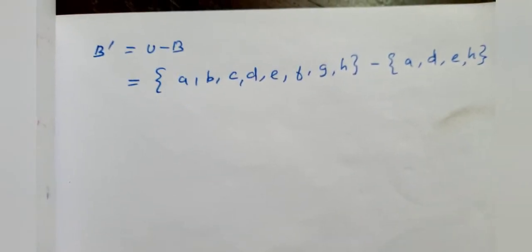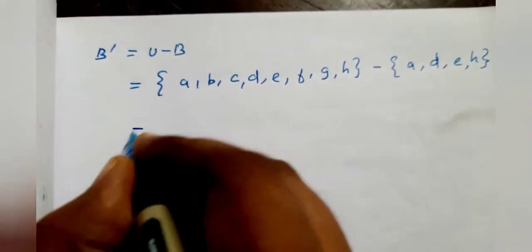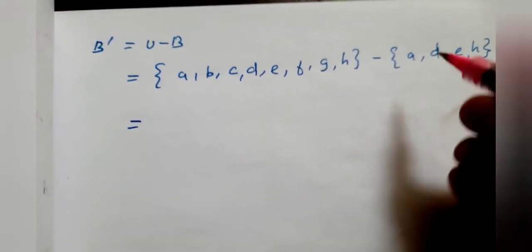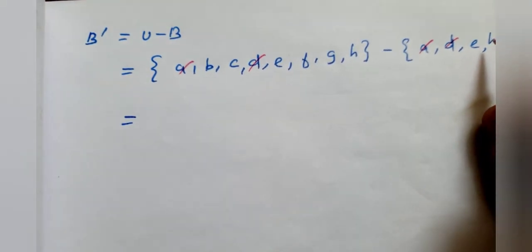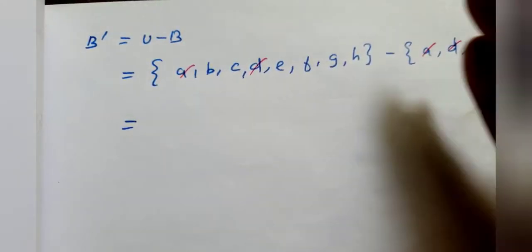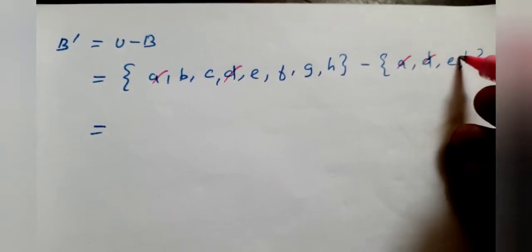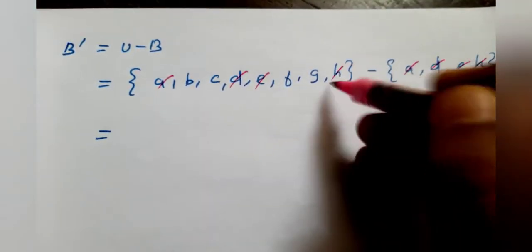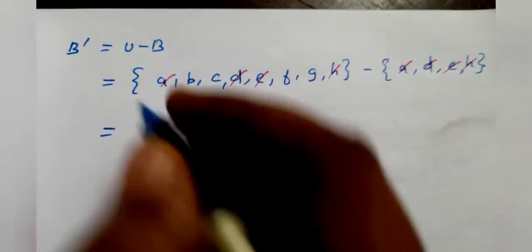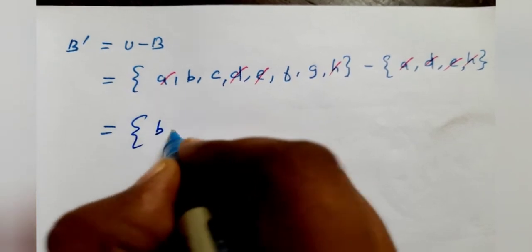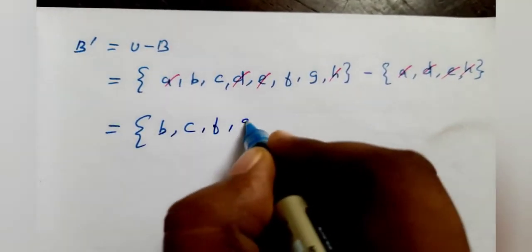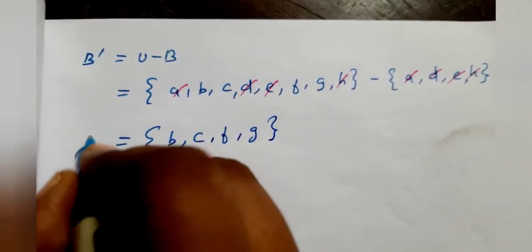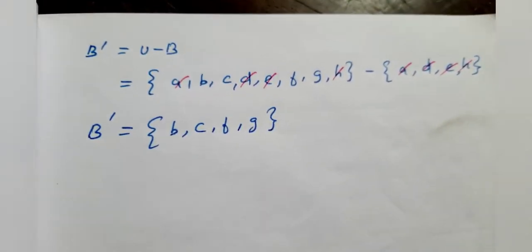How can we write this? B complement means we are removing the common elements A and D, E, H, subtracting the set B. The remaining elements are called B complement, that is B, C, F, G.